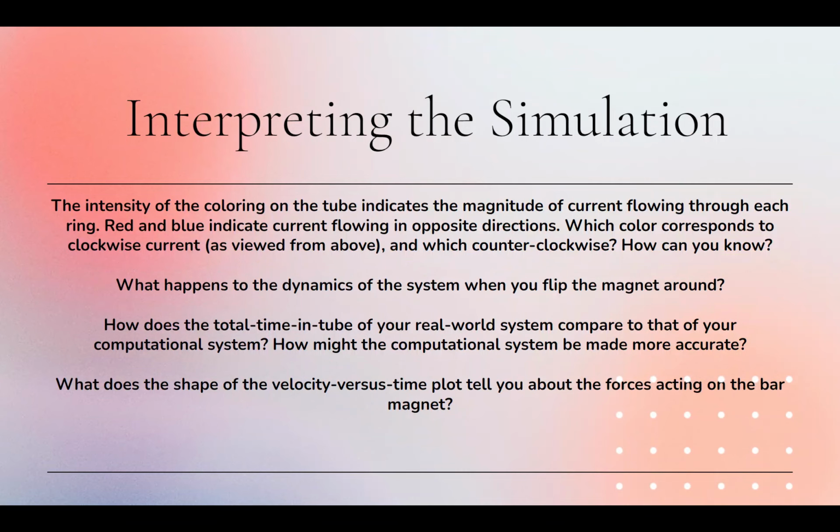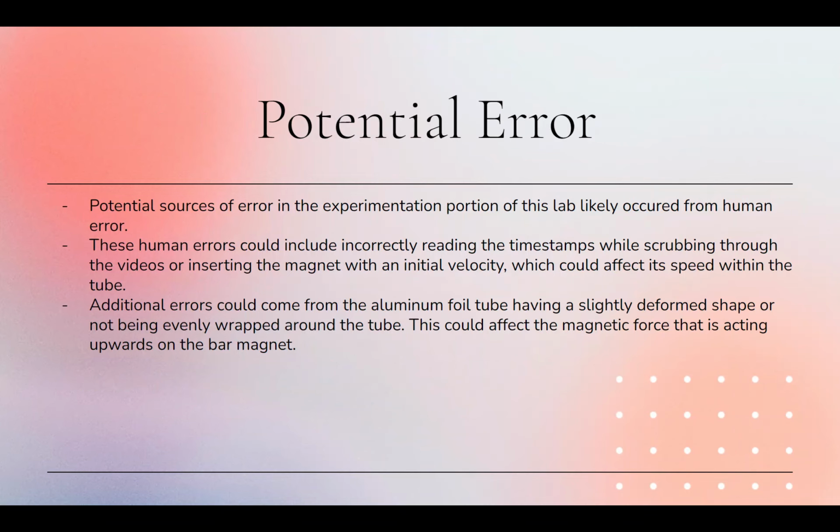Since the model's plot isn't perfectly linear, the acceleration of the bar magnet is changing as it moves through the tube. There is some potential error within the lab. This potential error is likely due to human error. The first error would be incorrectly reading the timestamps while scrubbing through the videos or inserting the magnet with an initial velocity, which could affect the speed within the tube. Other errors could come from the aluminum foil tube having a slightly deformed shape or not being evenly wrapped around the tube. This could affect the magnetic force that is acting upwards on the bar magnet.